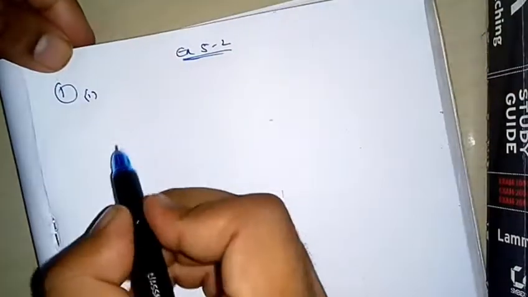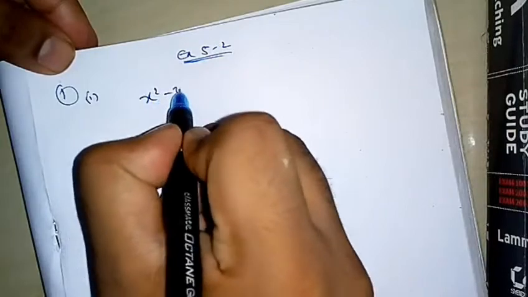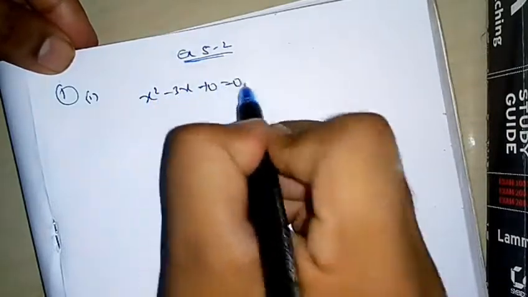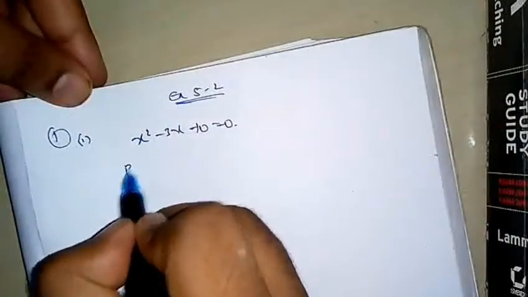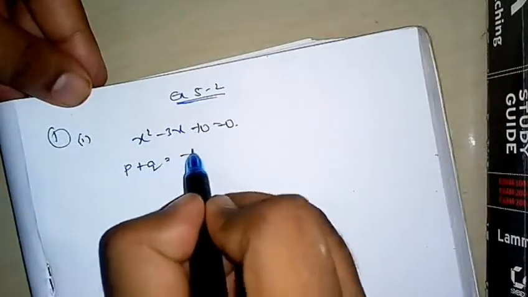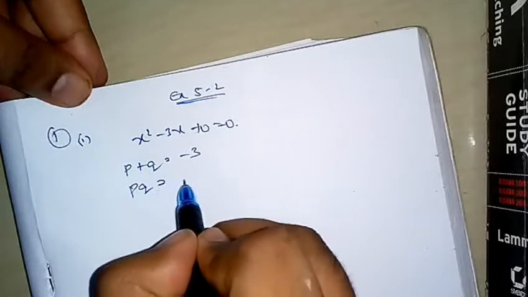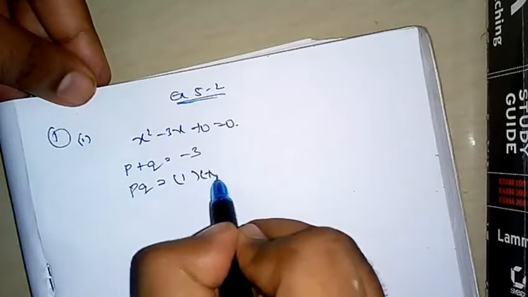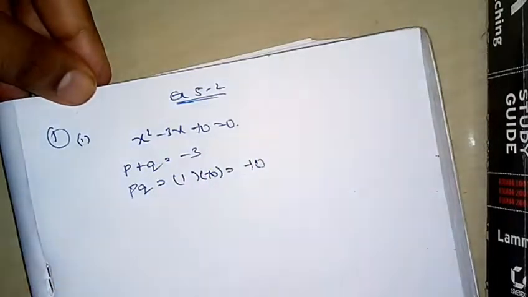That's all. Exercise 5.2. First question: find the roots of the quadratic equation by factorization. x square minus 3x minus 10 is equal to 0. So to find the roots, find two numbers such that p plus q is equal to minus 3 and pq is equal to 1 into minus 10, which is equal to minus 10.